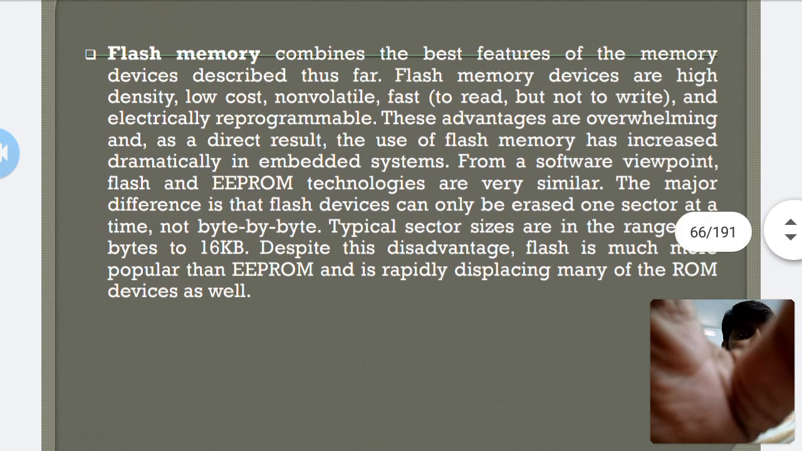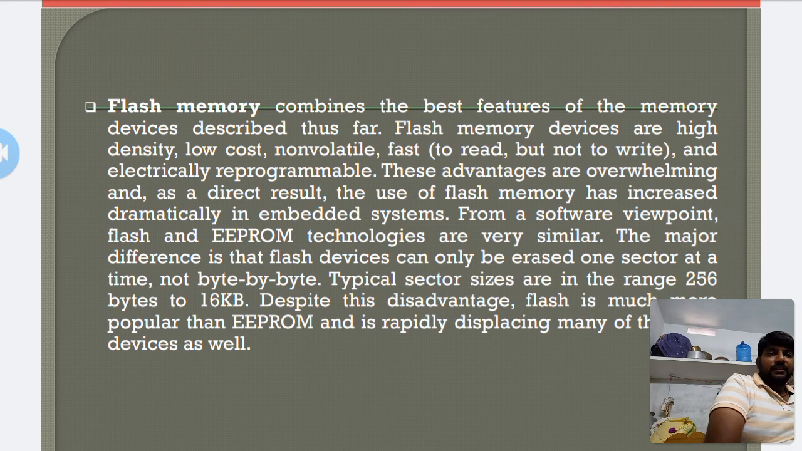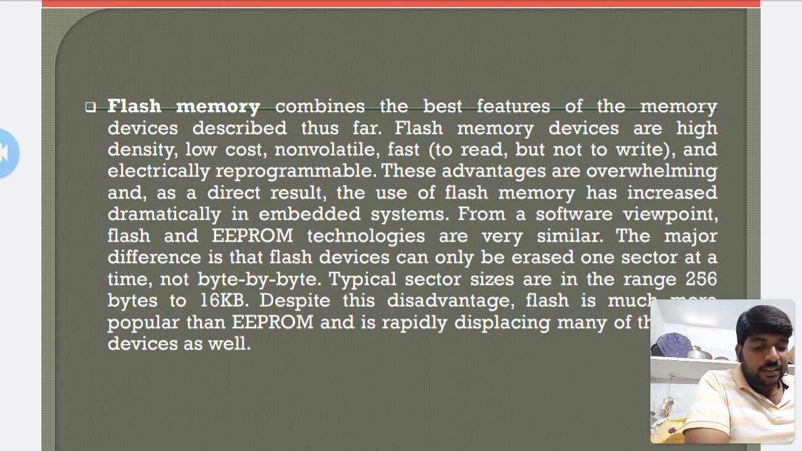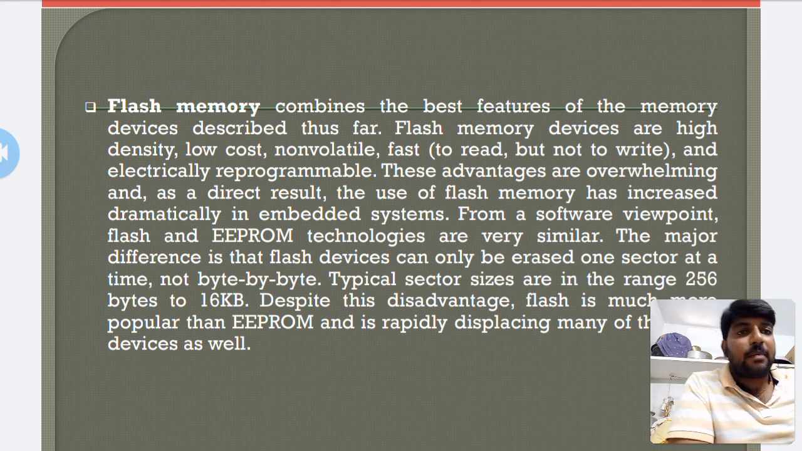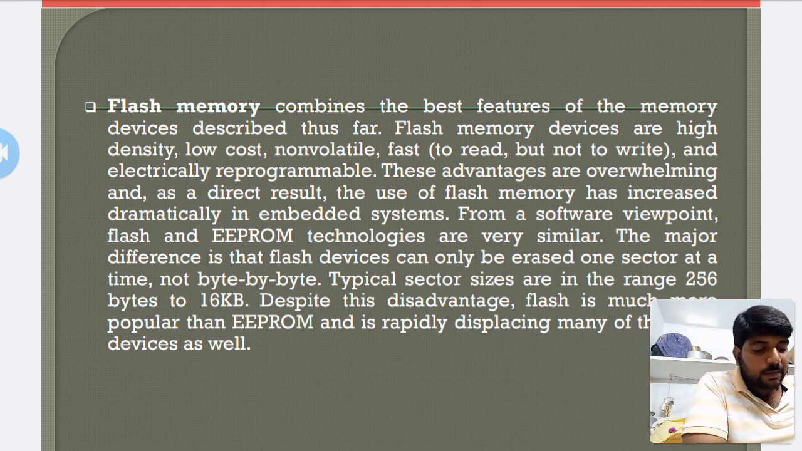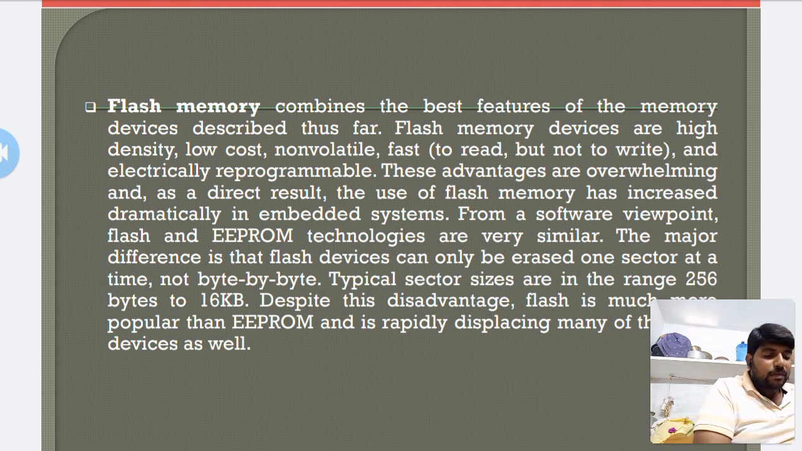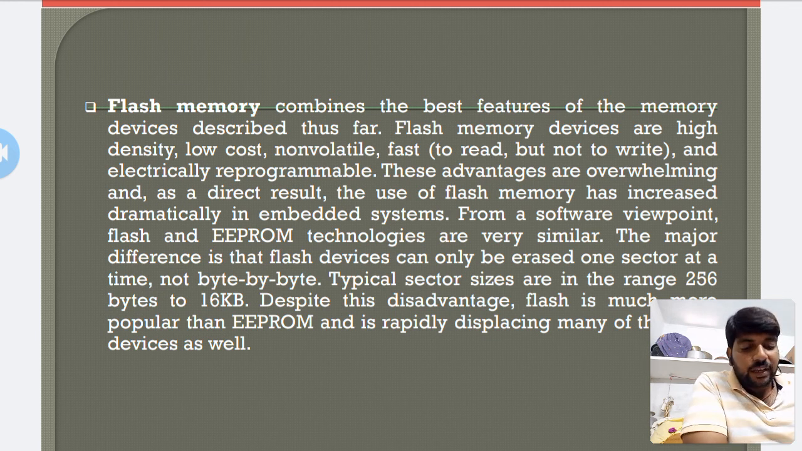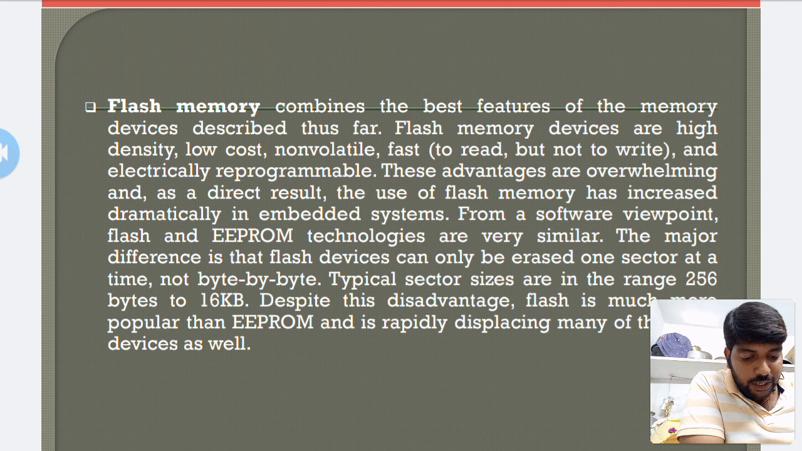So coming to the next one, flash memory. Flash is the latest ROM technology, and it is the most popular technology used in today's embedded designs. Flash memory is a variation of electrically erasable programmable read-only memory technology. It combines the reprogrammability of EEPROM and the high capacity of standard read-only memories.